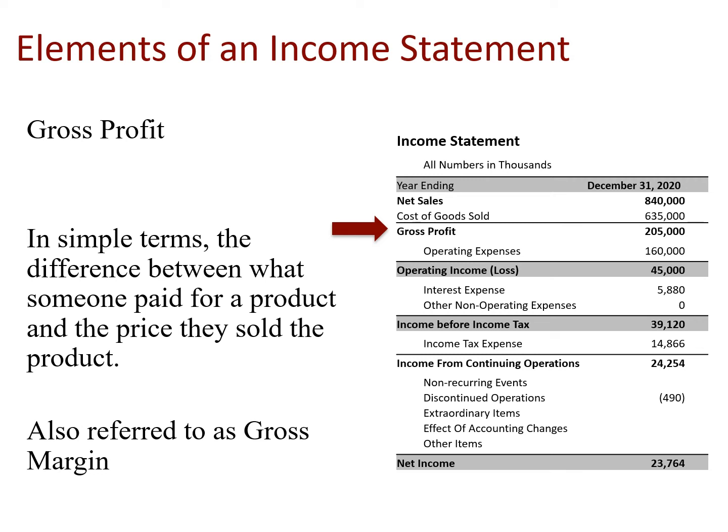Gross profit and gross margin are typically the same thing if we're talking about calculating dollars. But it's basically the difference between what you paid the manufacturer for it, including freight from the manufacturer, and what you sold it for.